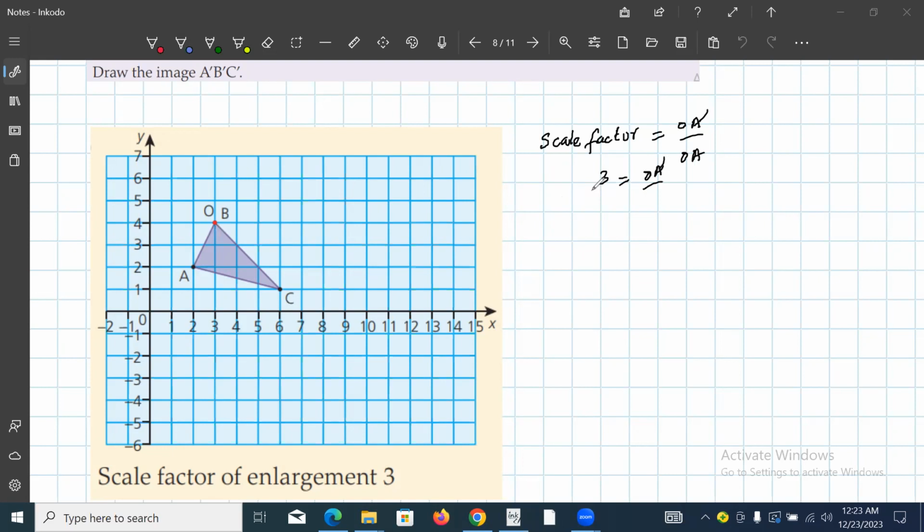For OA, O to A, we will count the number of boxes. We have 2, so OA dash is 3 times 2, which is 6. Now how do we find this? We just draw the lines. For example, our center is here. Then draw one line. Remember that our center and point B are the same, a common point.